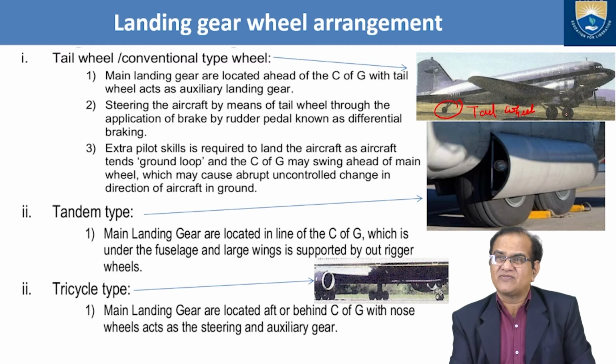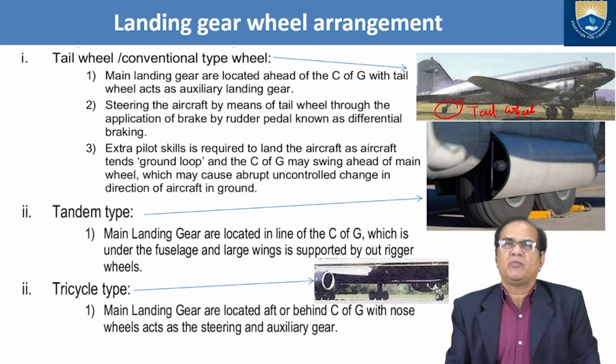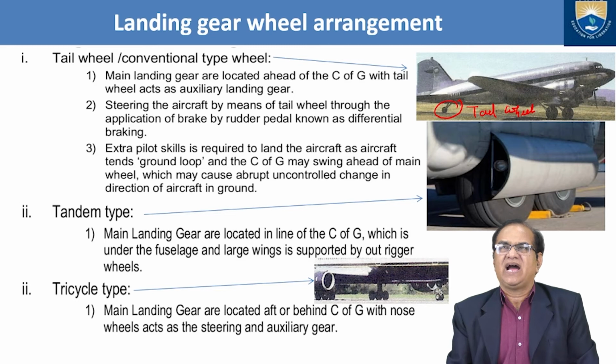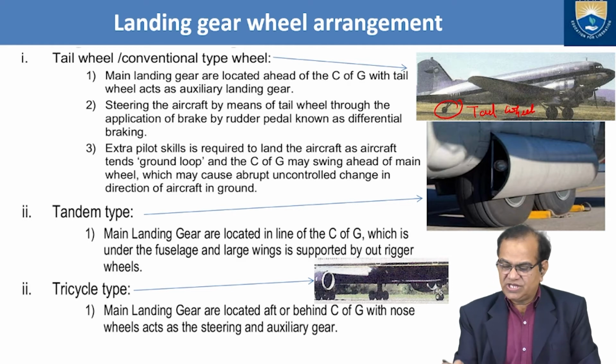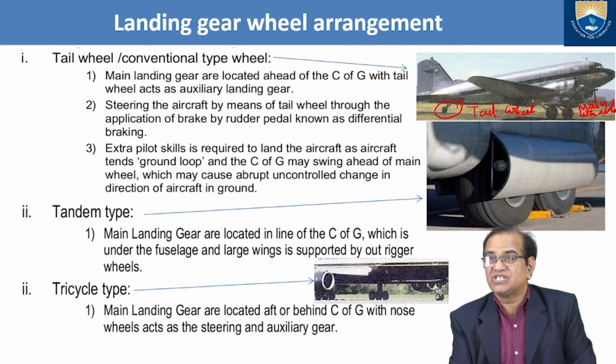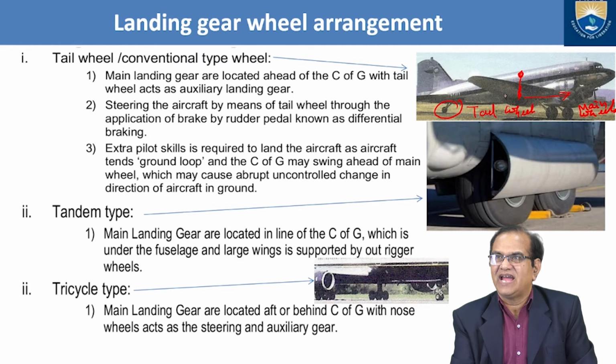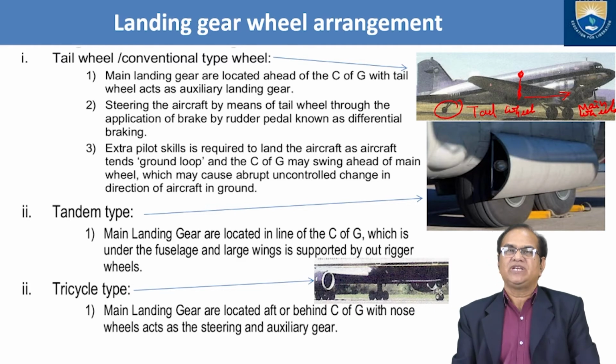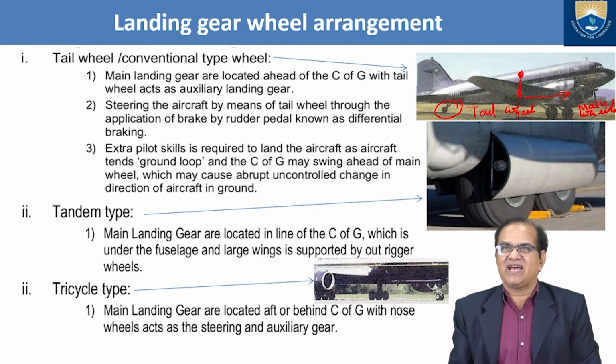Initially this type of aircraft was used, but what are the advantages and disadvantages of these aircraft, I am going to discuss in this. So the main landing gears are located ahead of the center of gravity, with the tail wheel acting as an auxiliary landing gear. These are called the main wheels. These main wheels are ahead of the CG. Assume that the CG is somewhere here. So the main wheel is ahead and the tail wheel is behind.